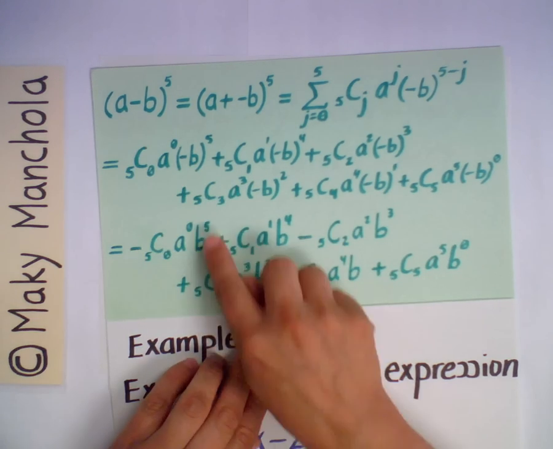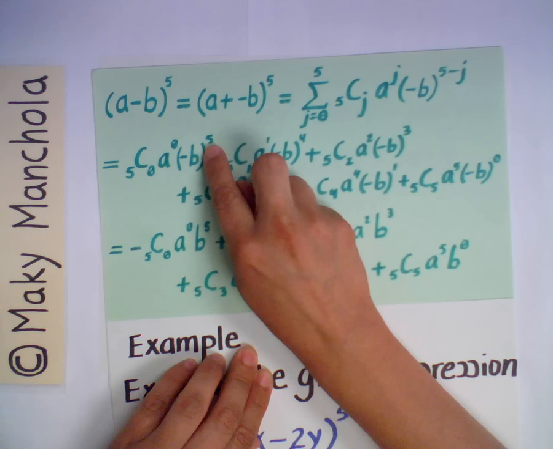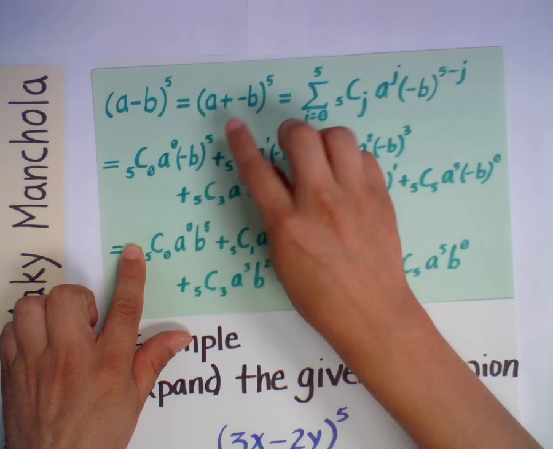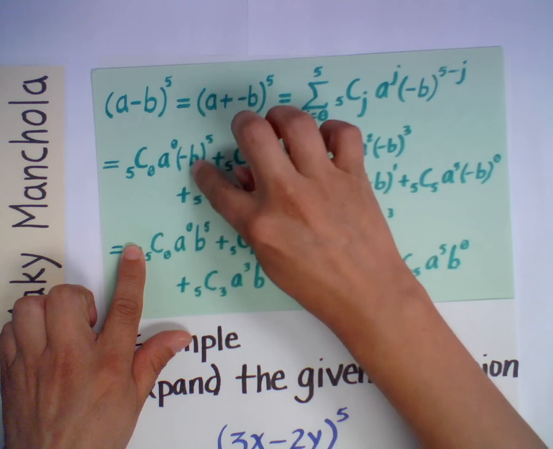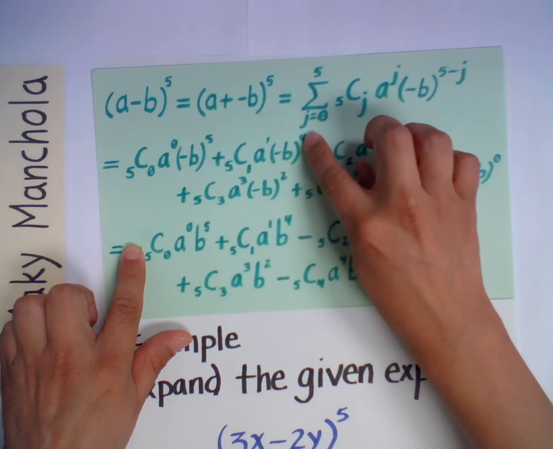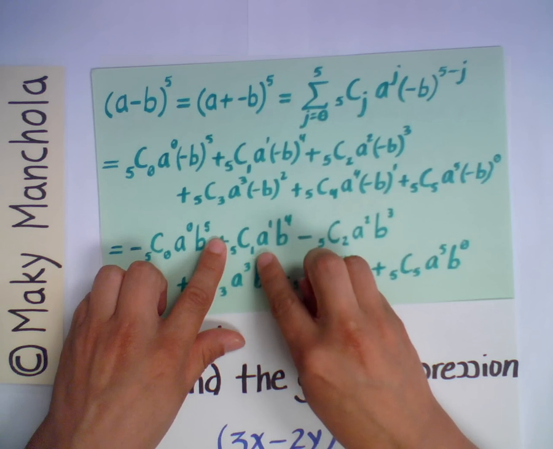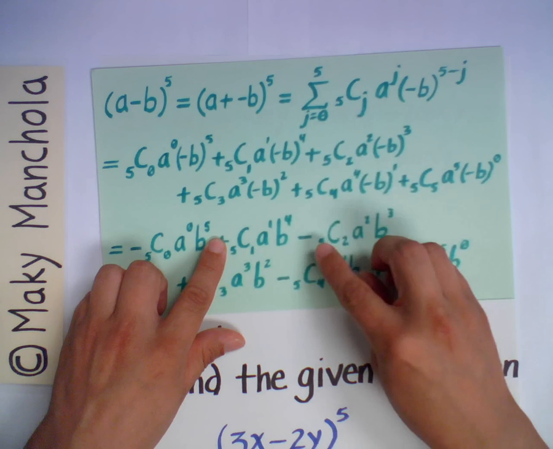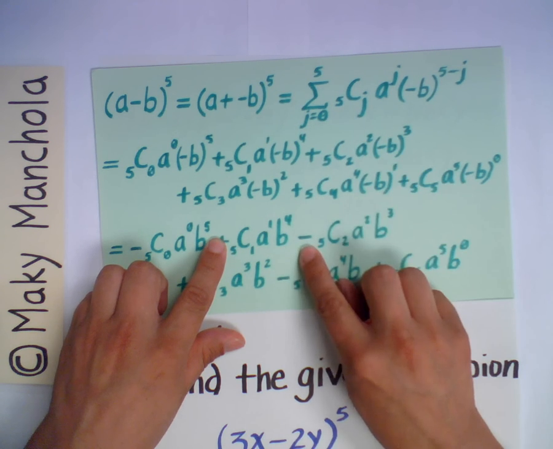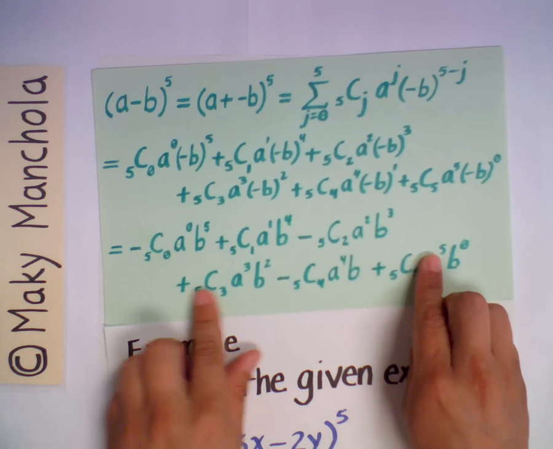Now you can process this a little bit. For instance, here I get negative b to the 5th. The negative raised to the 5th makes a negative in front of the whole term, so it's minus 5 choose 0, a to the 0, b to the 5th. Here, negative b to the 4th, the negative raised to the 4th becomes a positive, so you still have a plus, and then 5 choose 1, a to the 1st, b to the 4th. Negative b to the 3rd gives you a negative, so that's minus 5 choose 2, a squared, b cubed, and so on as written here.